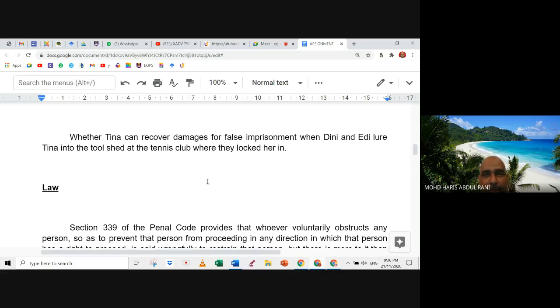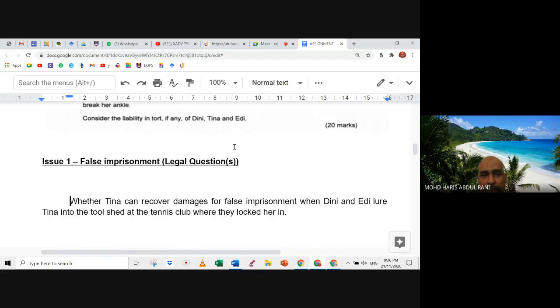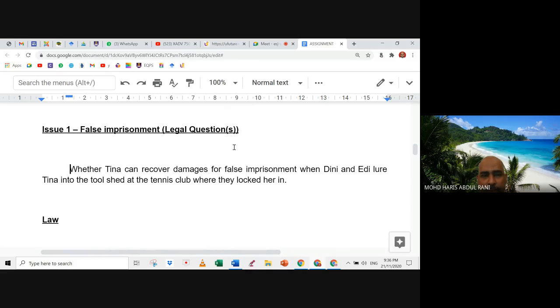Now, in the issue, anyone can stop me at any time please. This is not a lecture, so it is a workshop. Now, in the issue, what must be there? For example, if we look at whether Tina can recover damages for false imprisonment when Dini and Ali lure Tina into the tool shed at the tennis club where they lock her in. What do you think of this issue? What you may not know: did your lecturers teach you what should be in an issue?